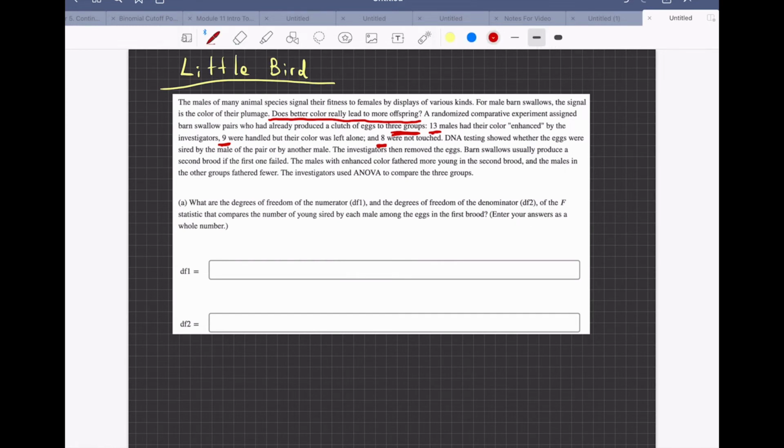First, degrees of freedom 1, remember, is the number of categories minus 1. So we have k minus 1. We have 3 categories, 3 groups. Yeah, 3 categories. So it's going to be 3 minus 1.